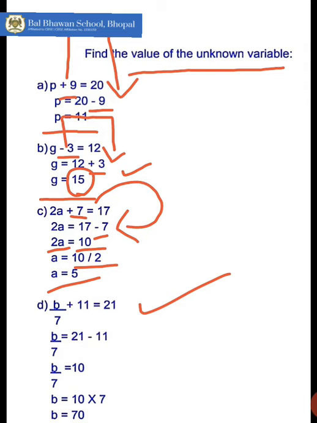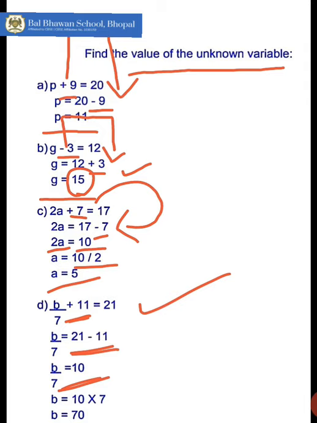Now let's come to question number D. Here again we have b divided by 7 plus 11 is equal to 21. Now children, since you have this plus 11, when it goes to the right hand side, what will plus become? Yes, it will become minus 11. So the equation becomes b by 7 is equal to 21 minus 11, that is b by 7 is equal to 10.